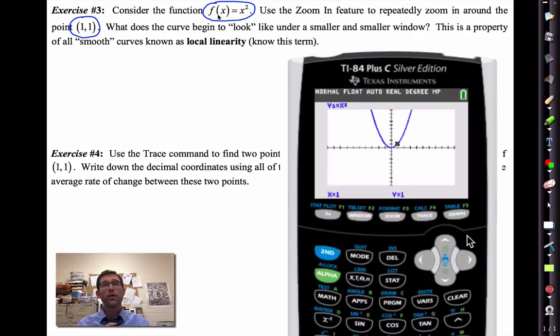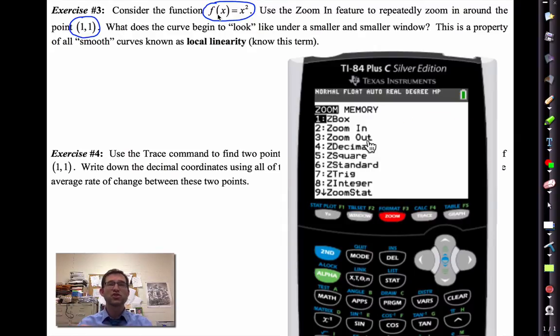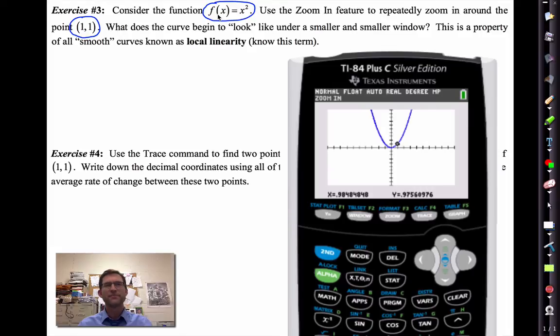So hopefully right now you're looking at the same parabola in the standard viewing window, but the cursor is now at the point 1, 1. So now what we're going to do is use the zoom in feature. So what I'd like you to do now is hit the zoom button, and we're going to go down to option 2, zoom in. All right? And I'm going to hit enter. Now notice the cursor has drifted a little way from 1, 1. That's completely okay. Don't move the buttons. Just hit enter to zoom in. All right.